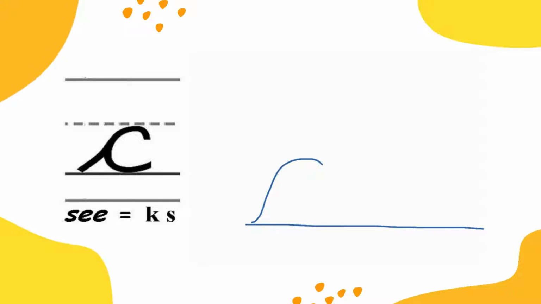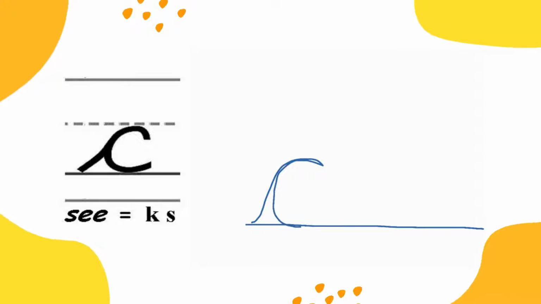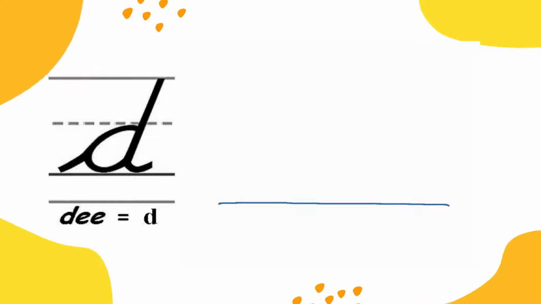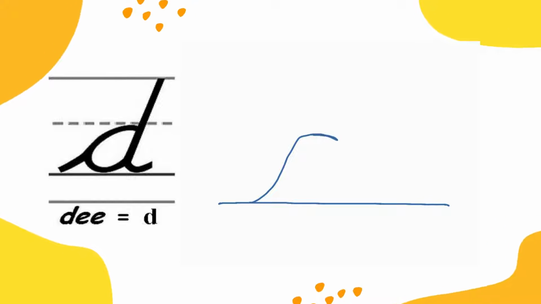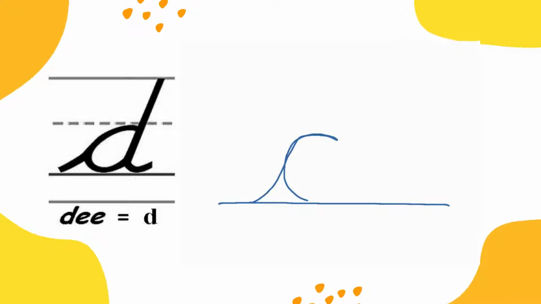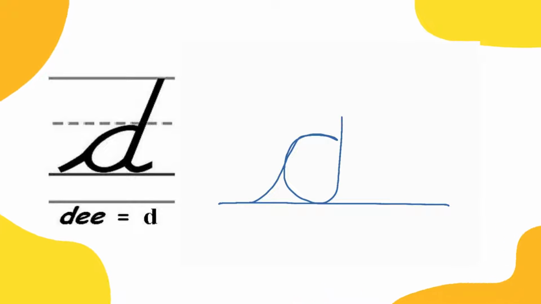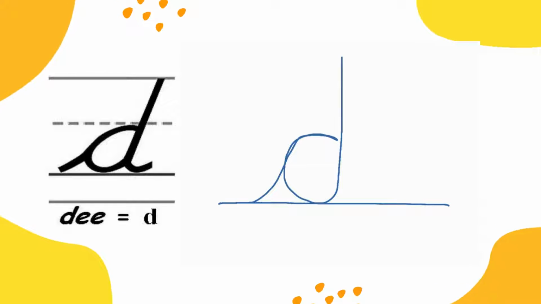Can you draw a C like me? Can you draw a D like me? Straight up, back down, and out.